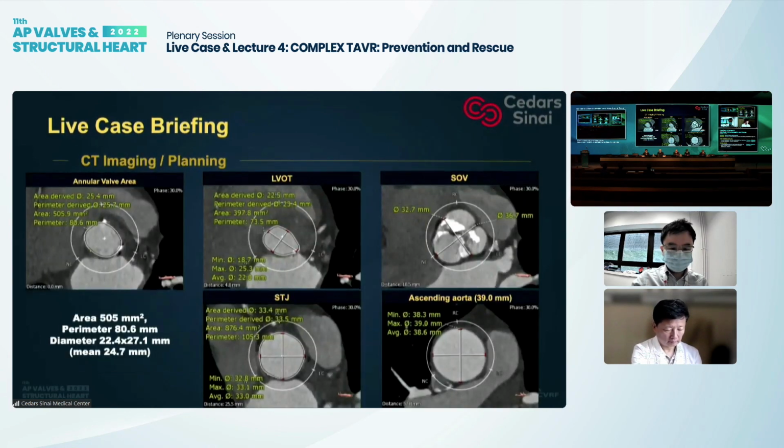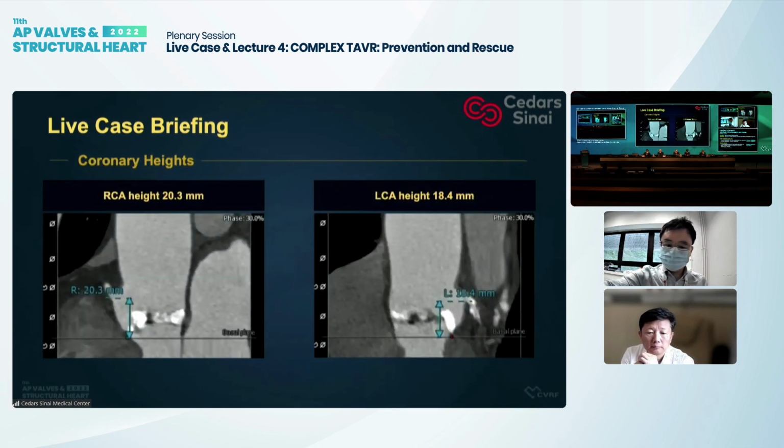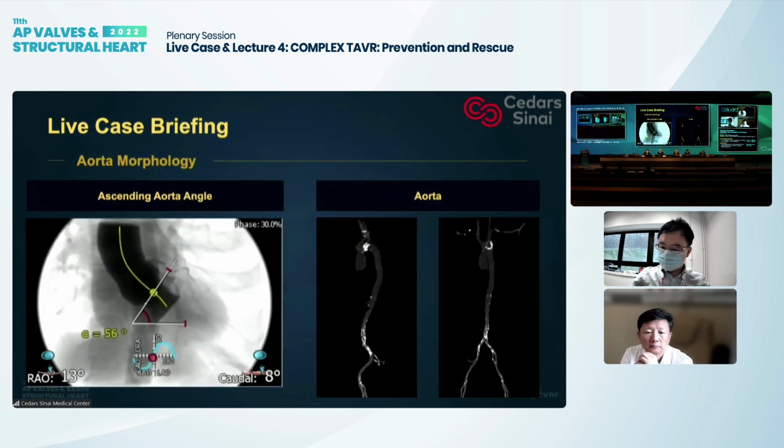Next slide. Here are his aortic valve dimensions based on CT. He had an annular valve area of 500 millimeters squared, a significantly smaller LVOT of 400 millimeters squared. His sinuses were roomy, and he had no significant ascending aortic dilatation. Next slide. His coronary ostial heights were adequate at 20 millimeters, even with the bicuspid aortic valve, with low risk for coronary obstruction. Next slide.